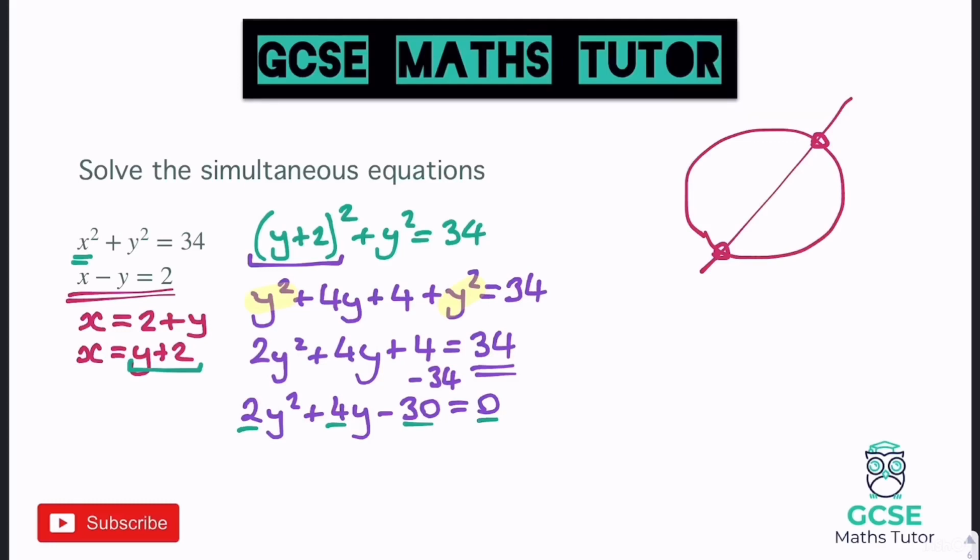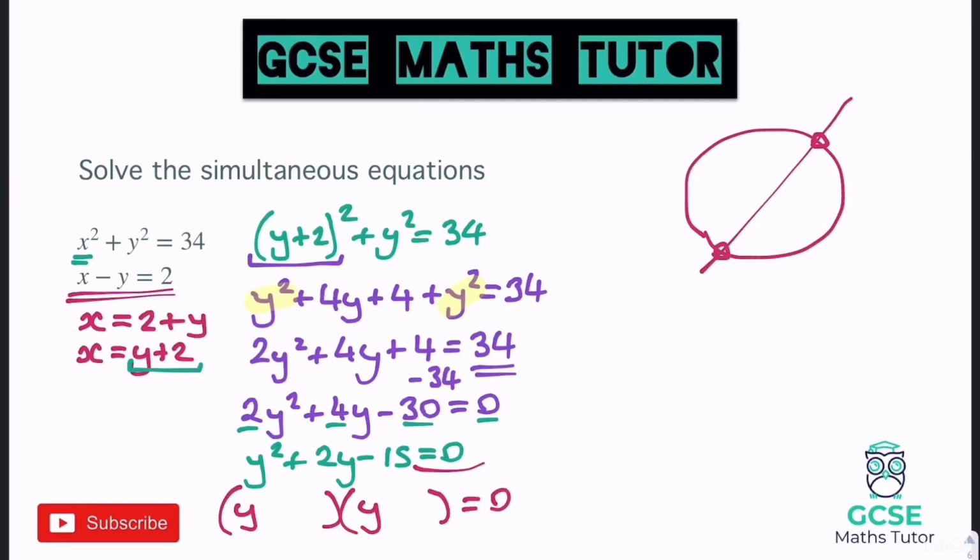So if we divide everything by 2, we get y squared plus 2y minus 15 equals 0, and it potentially just makes it a little bit easier to factorise there. Now if we go about actually factorising this, both are going to have a y in, and we're just thinking what numbers multiply to make 15. So we've got 3 and 5, or 1 and 15. I'm not going to write down the 1 and 15 because I've already spotted it's 3 and 5.